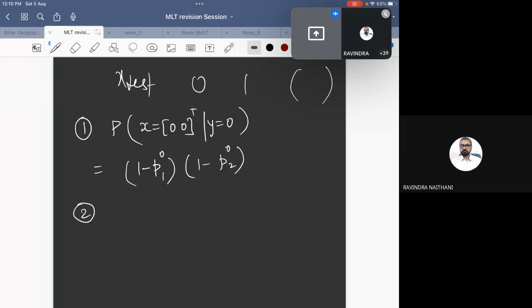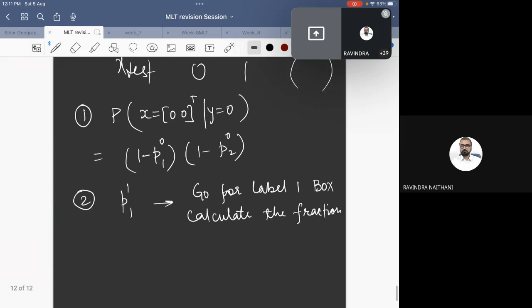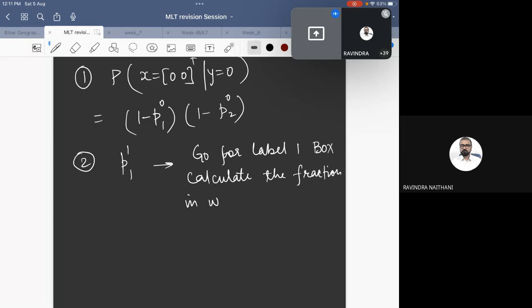The second thing that can be asked is to calculate the fraction part. Go for label 1. I'm just writing it in English so that you will not get confused. Go for label 1 box. Calculate the fraction in which f1 is 1. So you have to calculate the fraction, don't count it down. If you are counting it, it should be divided by the whole number, where the label is 1.